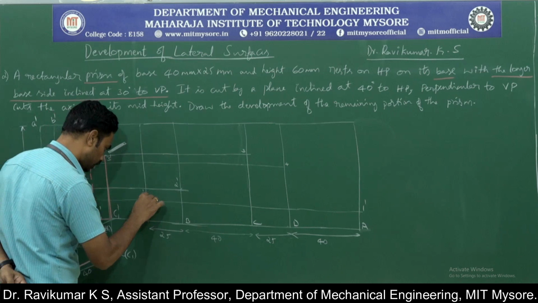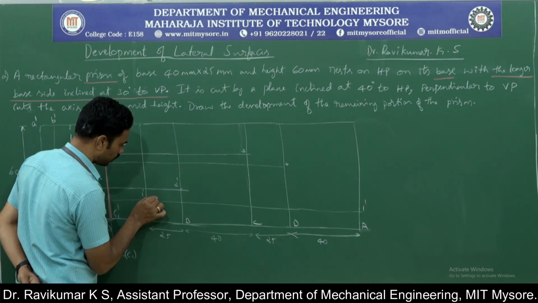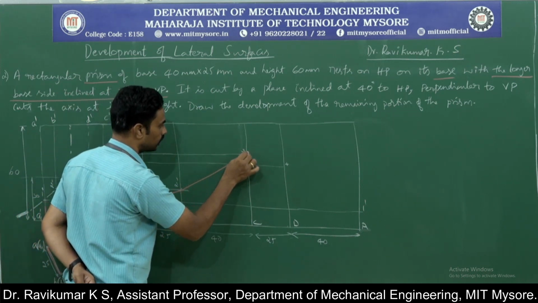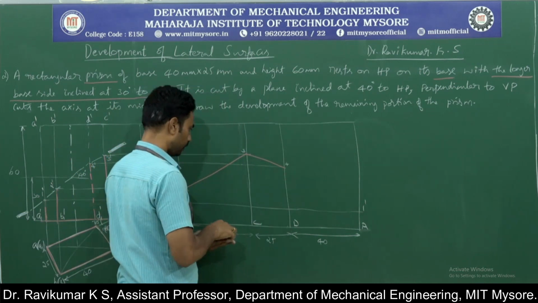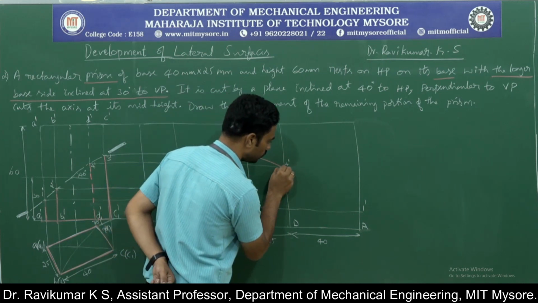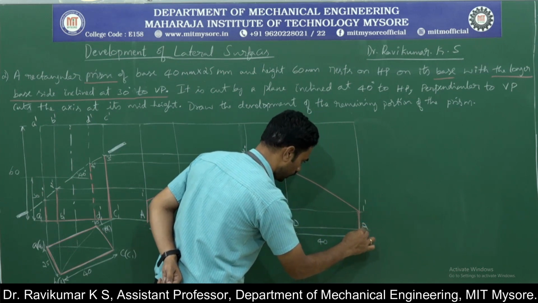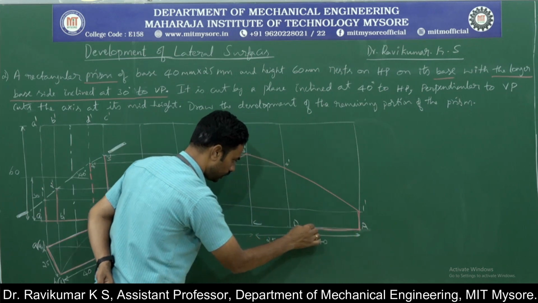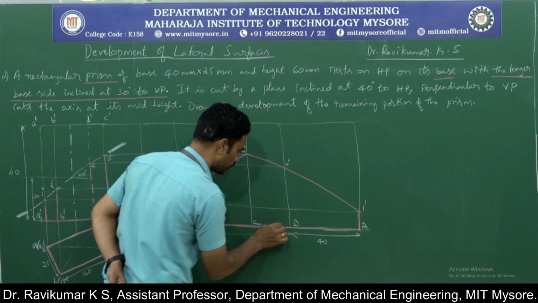Now just darken the remaining portion of the development. This is, and just join 1 dash, 2 dash, 2 dash, 3 dash, 3 dash, 4 dash, 4 dash to 1 dash, 1 dash to A, again A to A, A to A.